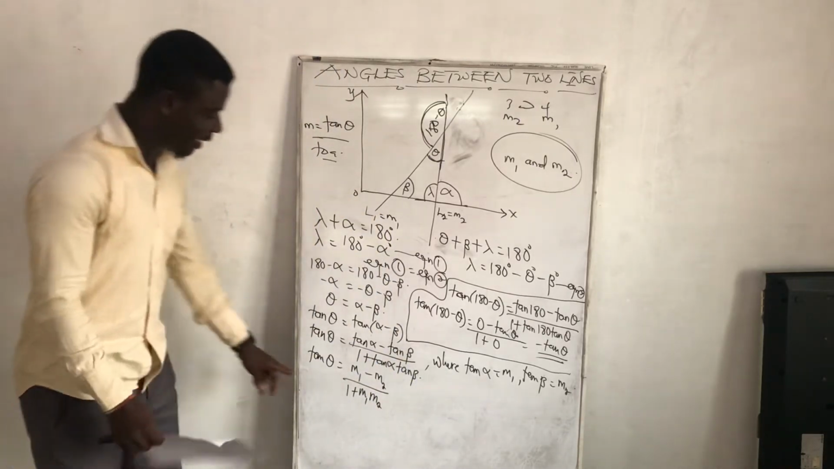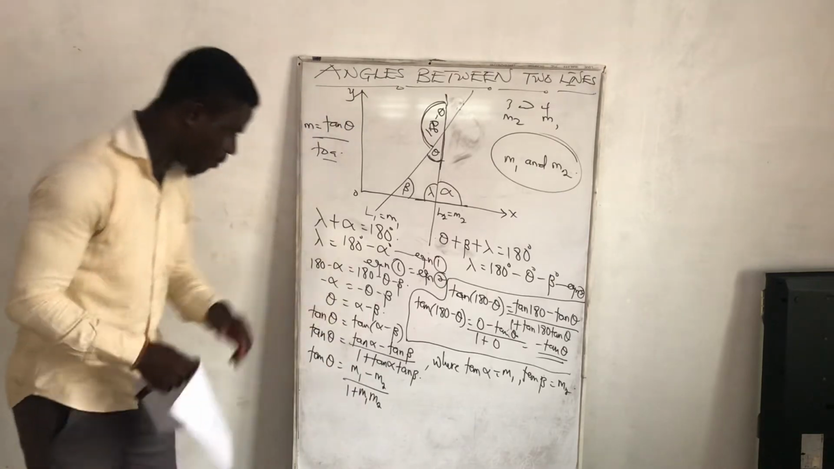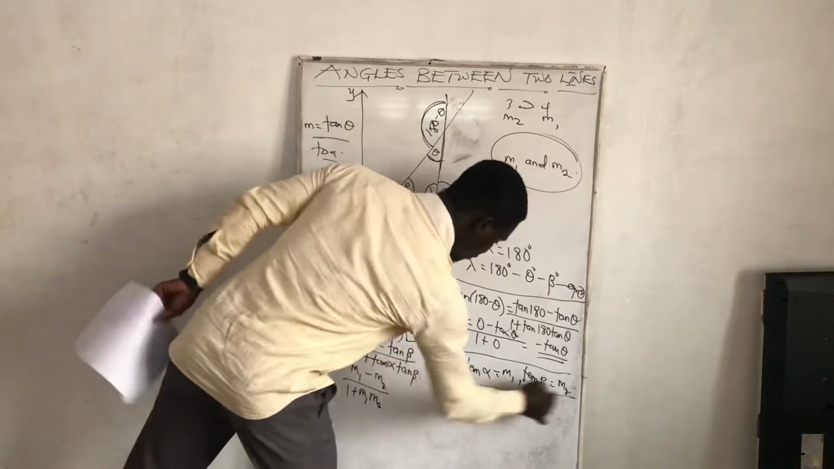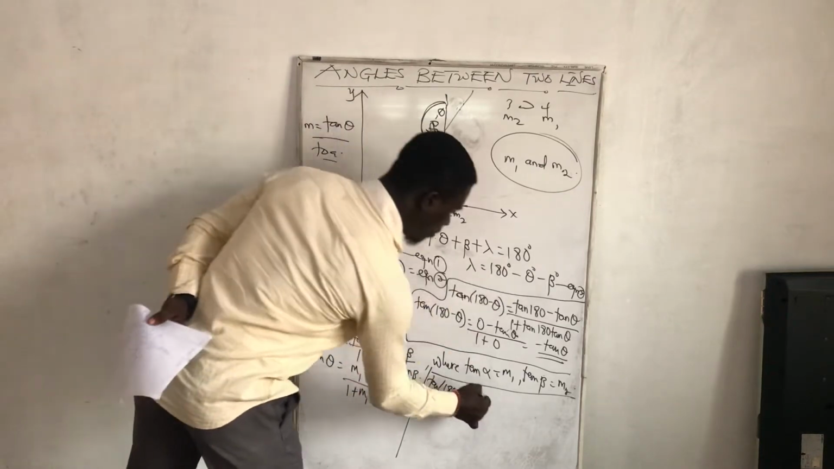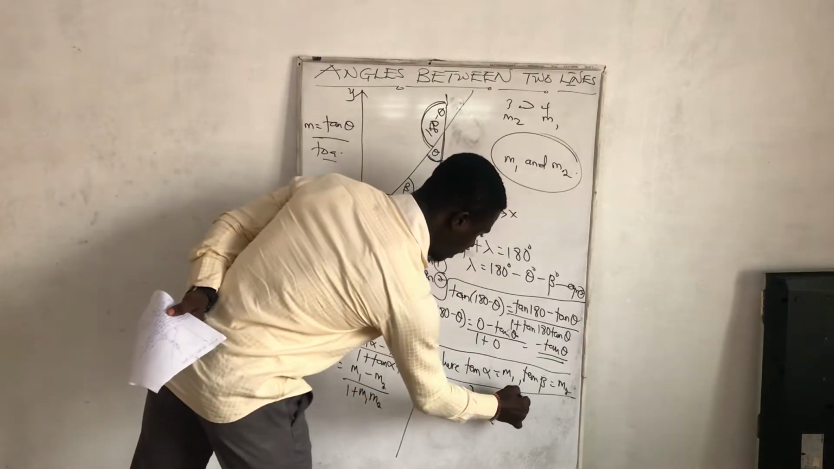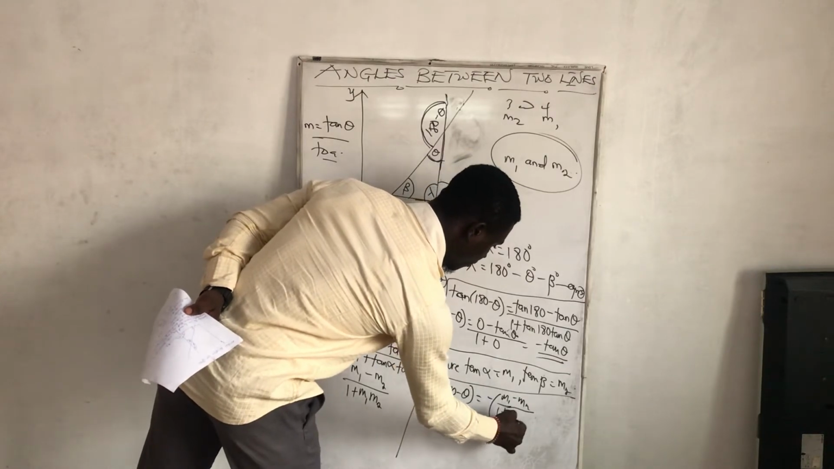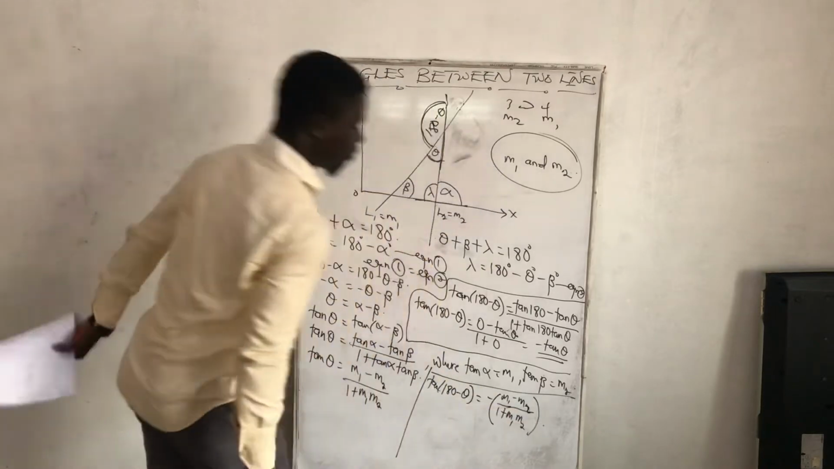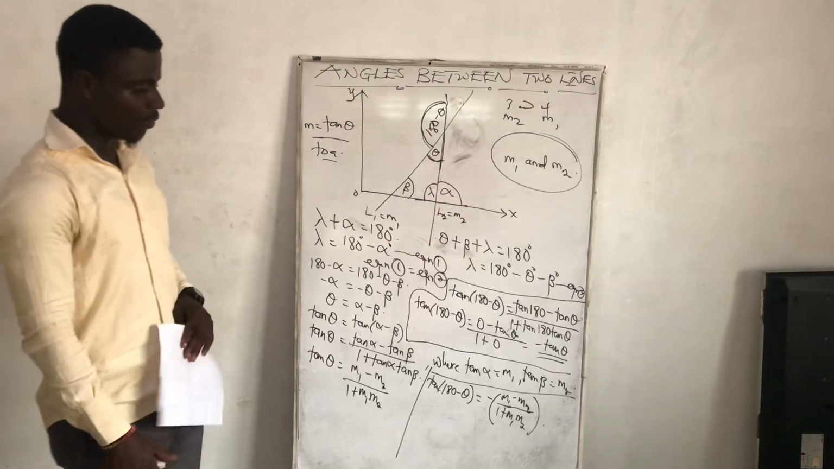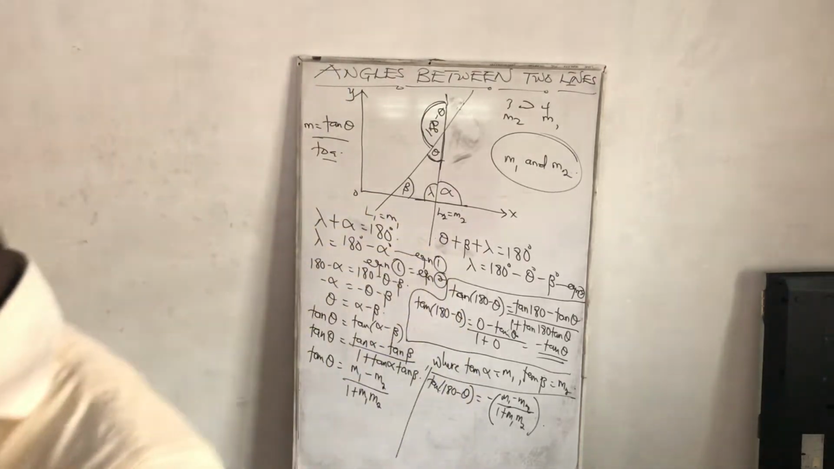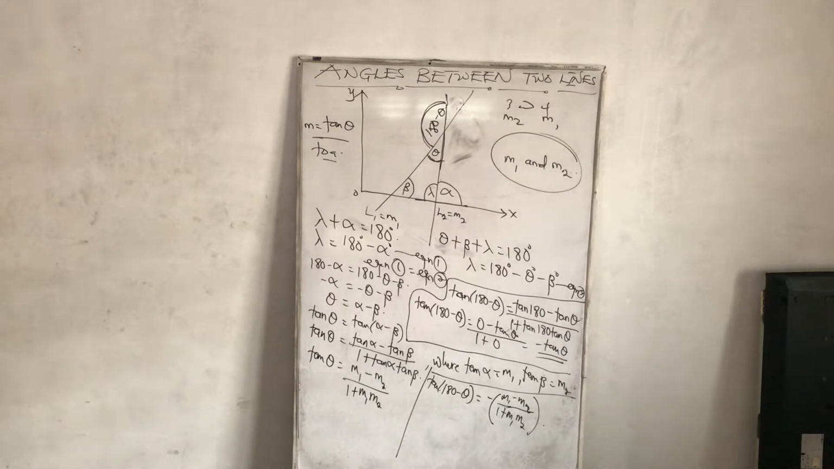So now, we know tan theta to be M1 minus M2 all on 1 plus M1 M2. So we can substitute, which means that tan 180 minus theta is equal to minus bracket open, tan theta, which is M1 minus M2 all on 1 plus M1 M2. Which is very, very simple. So kindly watch it very carefully. All right, so let's go.